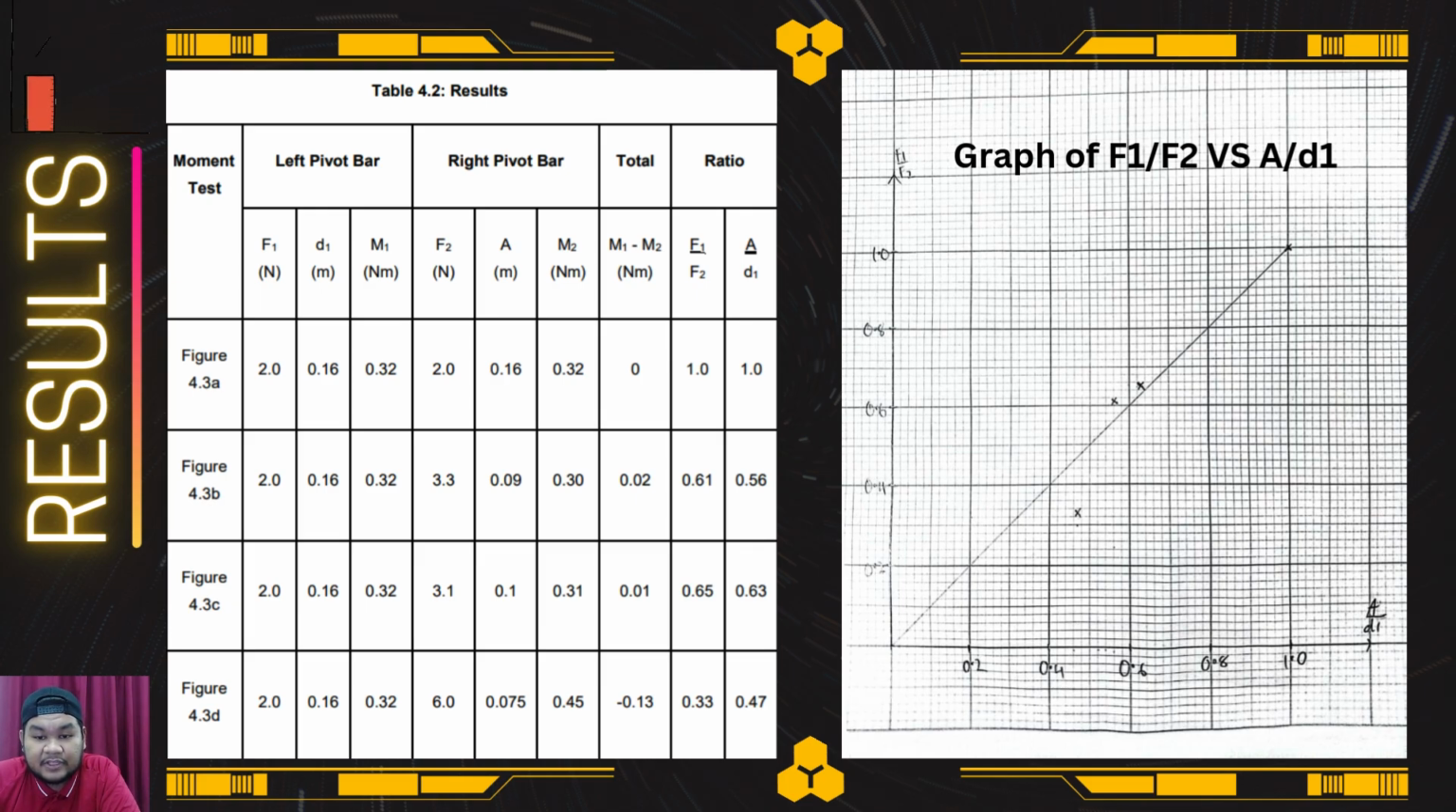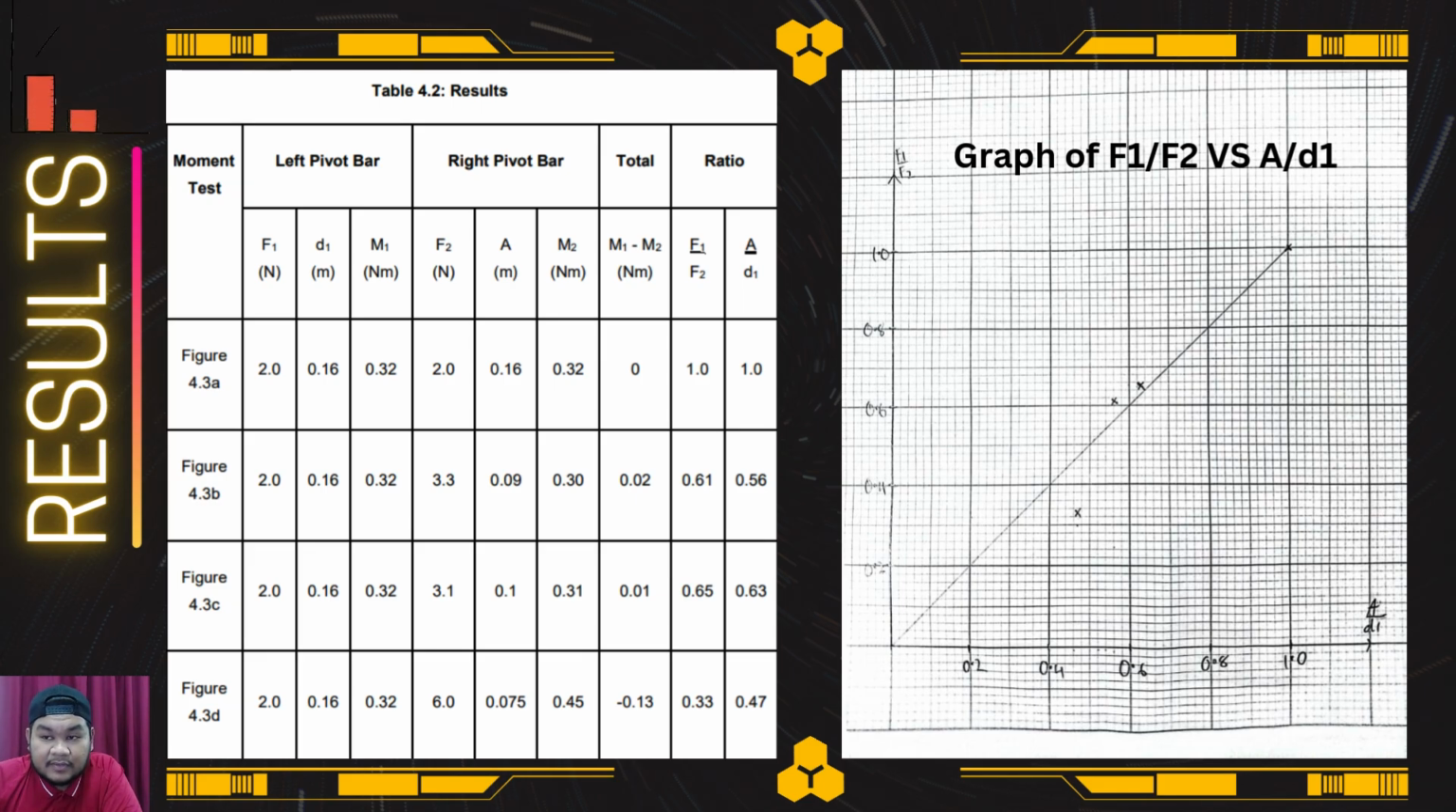And lastly, we have figure 4.3d. The force is 6 newtons. The length of A is 0.075 meters, and the moment is 0.45 newton meters. So the total moment here will be negative 0.13 newton meters. The ratio of forces will be 0.03, and the ratio of distances would be 0.47.